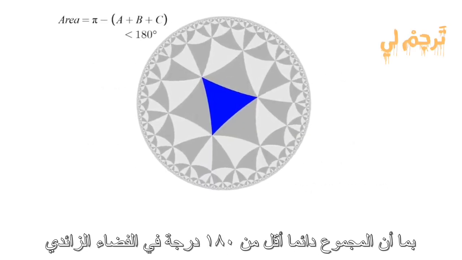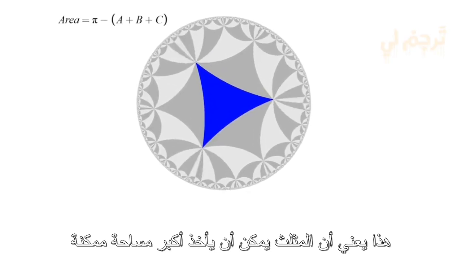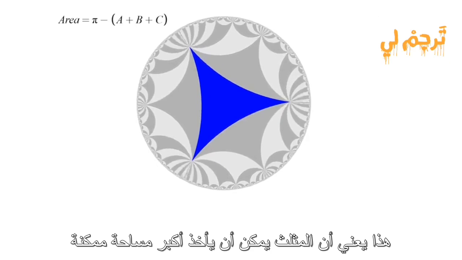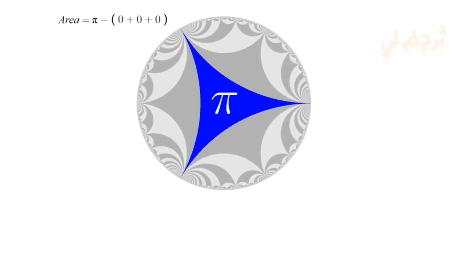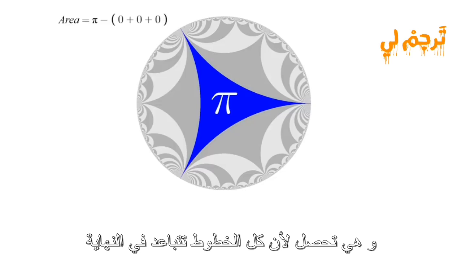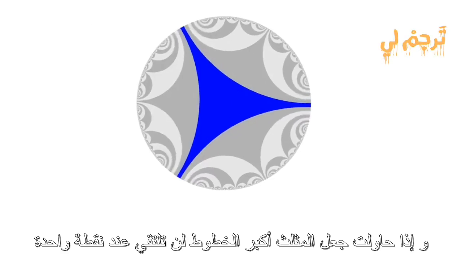And there's a good insight from this formula. Since the sum is always less than 180 degrees in hyperbolic space, it means there's actually a maximum possible area a triangle can have, and that's when all the angles are 0 degrees, and the area is pi. It happens because all lines eventually diverge, so if you tried to make the triangle any larger, the edges would never be able to intersect at a vertex.